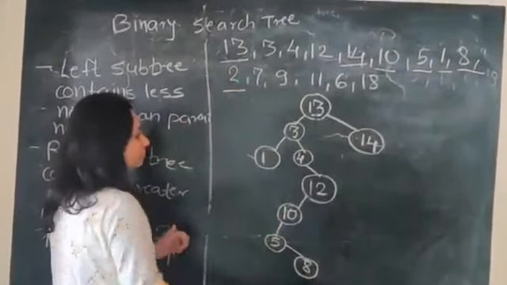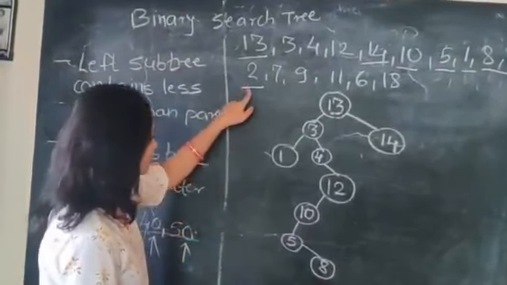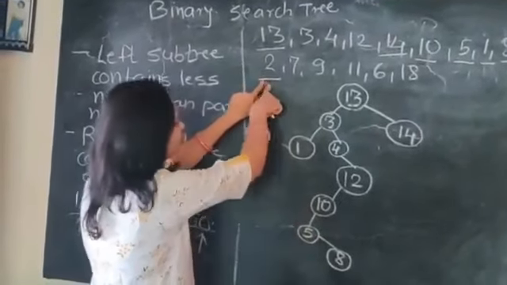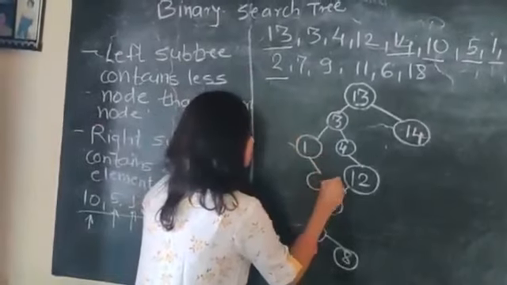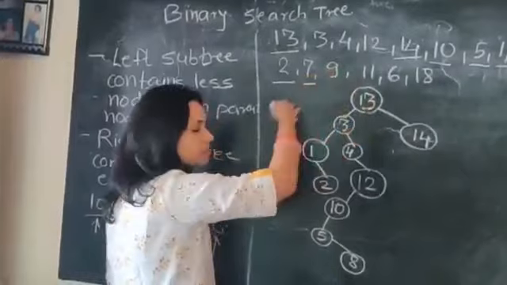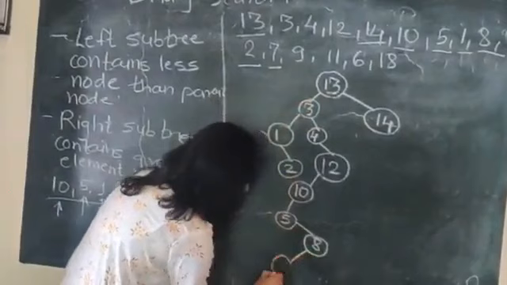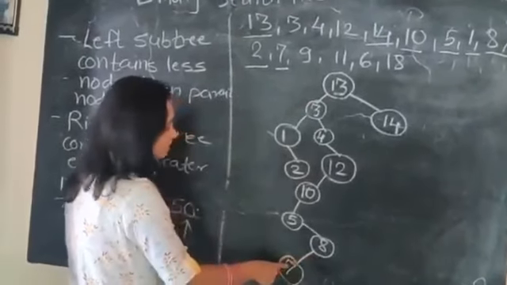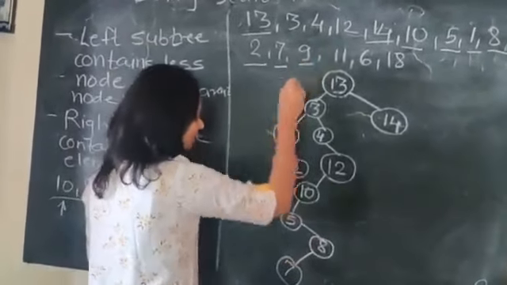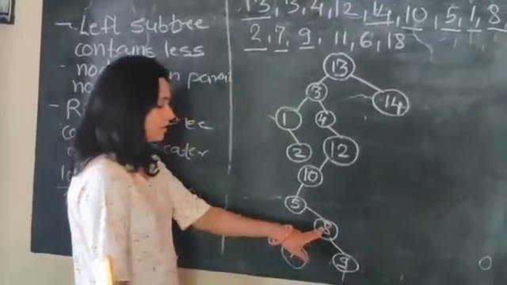Next is 2. 2 will be again at the left hand side. 2 is smaller than 8 and 2 is greater than 1. So we can keep 2 at the right hand side of 1. Next is 7. 7 is also at the left hand side because it is less than 13. So 7 will be kept at this particular location because it is less than 8.